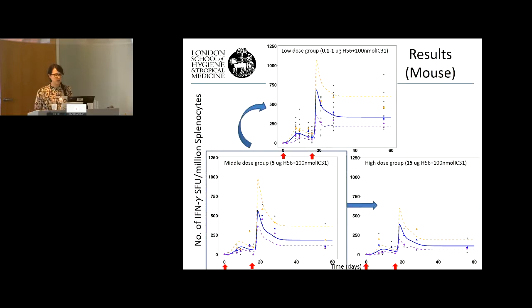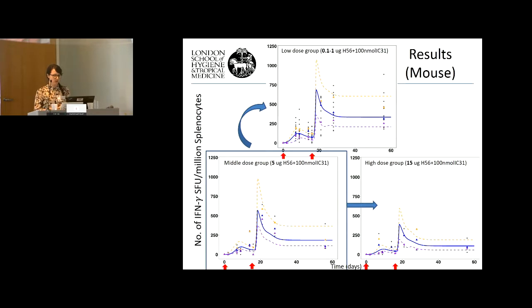So what we then did is we looked at how the parameters changed. We found one parameter that changed by dose, and we looked at the percentage change from the middle dose group to the low dose group, and the middle dose group to the high dose group. So we just took how these parameters changed between those groups.